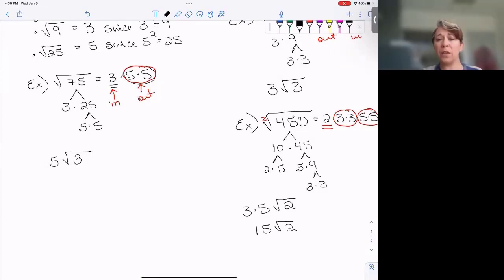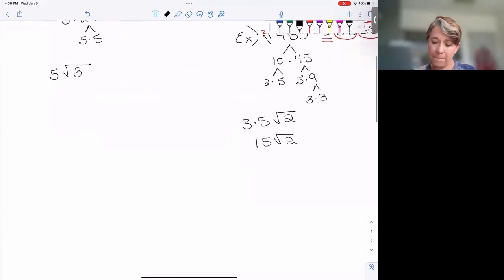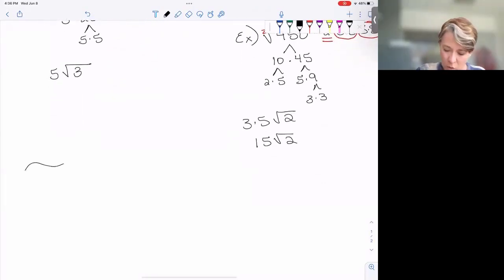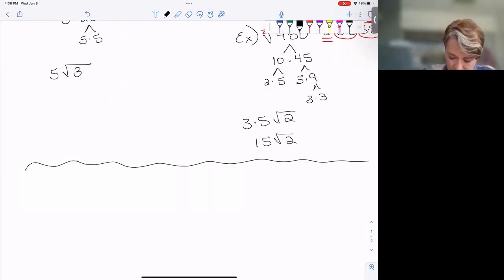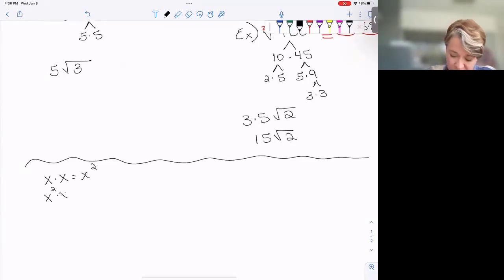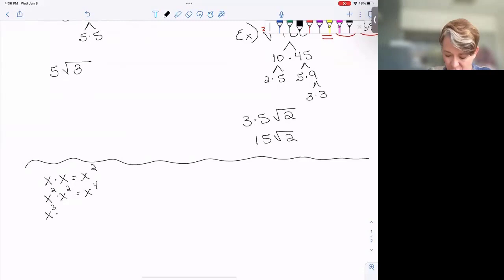The same thing works for variables, but one of the things to recall with a variable is x times x gives us an x squared. If we were to square x squared, x squared times x squared, we would get an x to the 4th. If we were to have x cubed times x cubed, we would get x to the 6th, or we can write it like this, x to the 4th squared would give us x to the 8th.